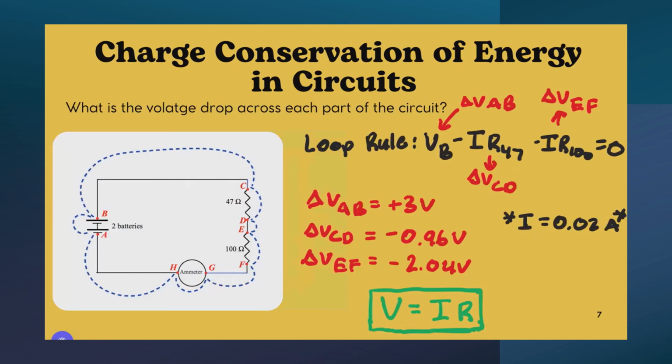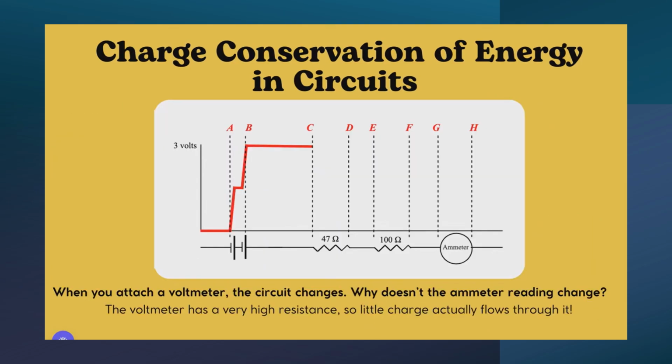So now what is the voltage drop across each part of the circuit? So using the loop rule, we are able to find the change in voltage across each part of the circuit. The three changes in voltage are labeled delta V AB, delta V CD, and delta V EF, which are +3, -0.96, and -2.04 respectively. So when you attach a voltmeter, the circuit changes. Why doesn't the ammeter reading change? This is because the voltmeter has a very high resistance and little charge is able to flow through it, and therefore the charge won't be able to reach the ammeter.